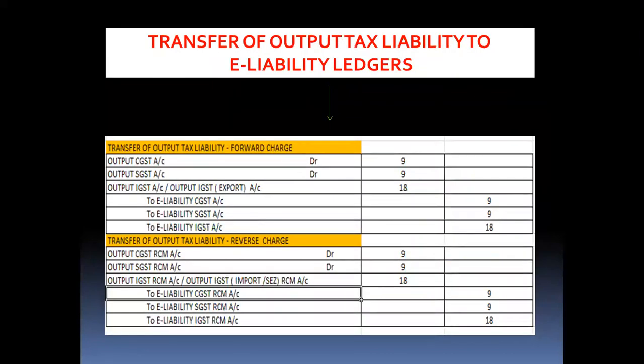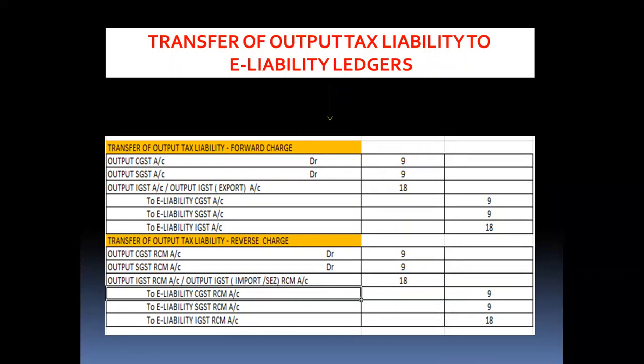Moving on to the accounting treatment or the entries for transfer of output tax liability to e-liability ledger at the end of the tax period. What is this end of the tax period? Say, for example, on 31st December 22, for the month of December 22, to the extent of the liability shown in GSTR 3B. Accounting entries for transfer of output tax liability under forward charge.